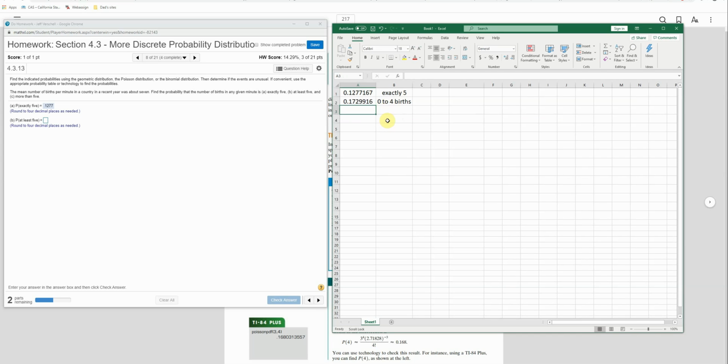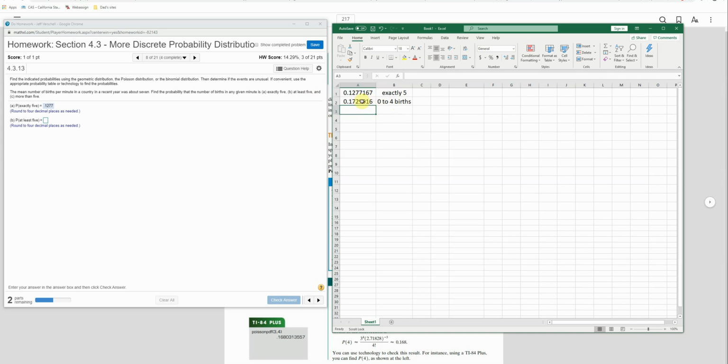So do you understand what just happened there? Since I want to know at least 5, it means I want 5 or more. But there's no way to type in the Poisson distribution to get more than the value. We can only do that value or less because we can do cumulative up to that value. So if I want 5 or more, the opposite of that would be 4 or less. And this is the probability of getting 4 or less.